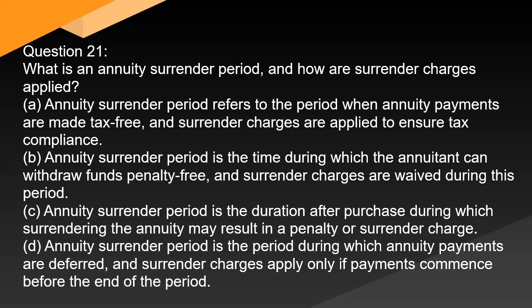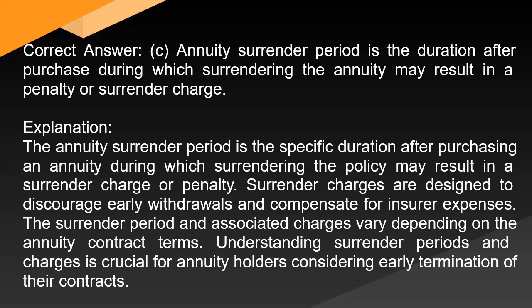C. Annuity surrender period is the duration after purchase during which surrendering the annuity may result in a penalty or surrender charge. D. Annuity surrender period is the period during which annuity payments are deferred, and surrender charges apply only if payments commence before the end of the period. Correct answer. C. Annuity surrender period is the duration after purchase during which surrendering the annuity may result in a penalty or surrender charge.